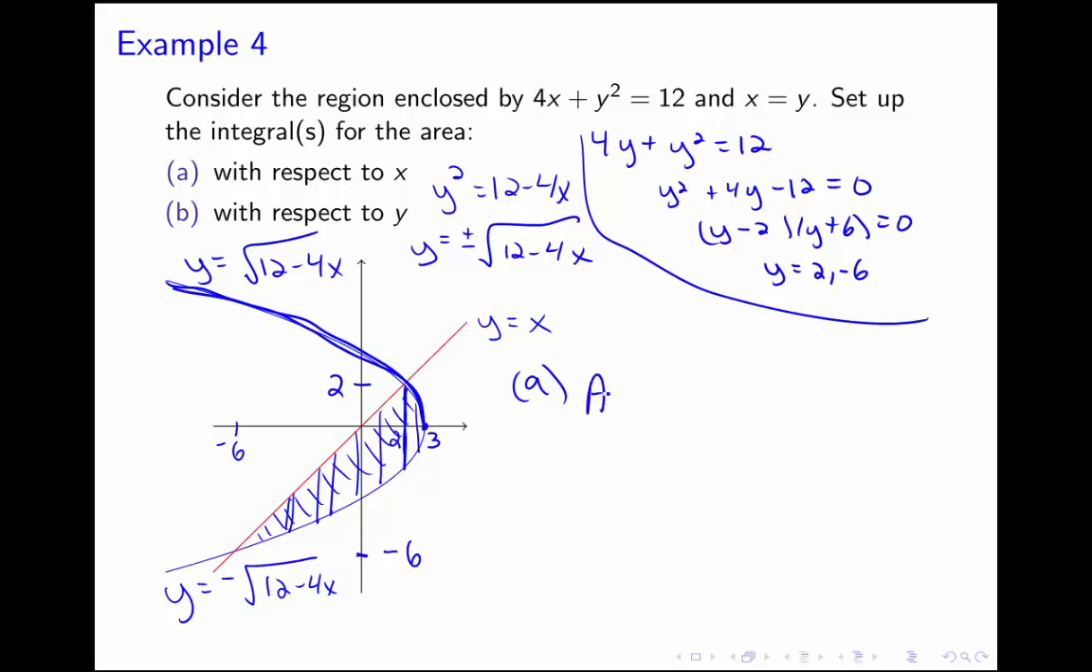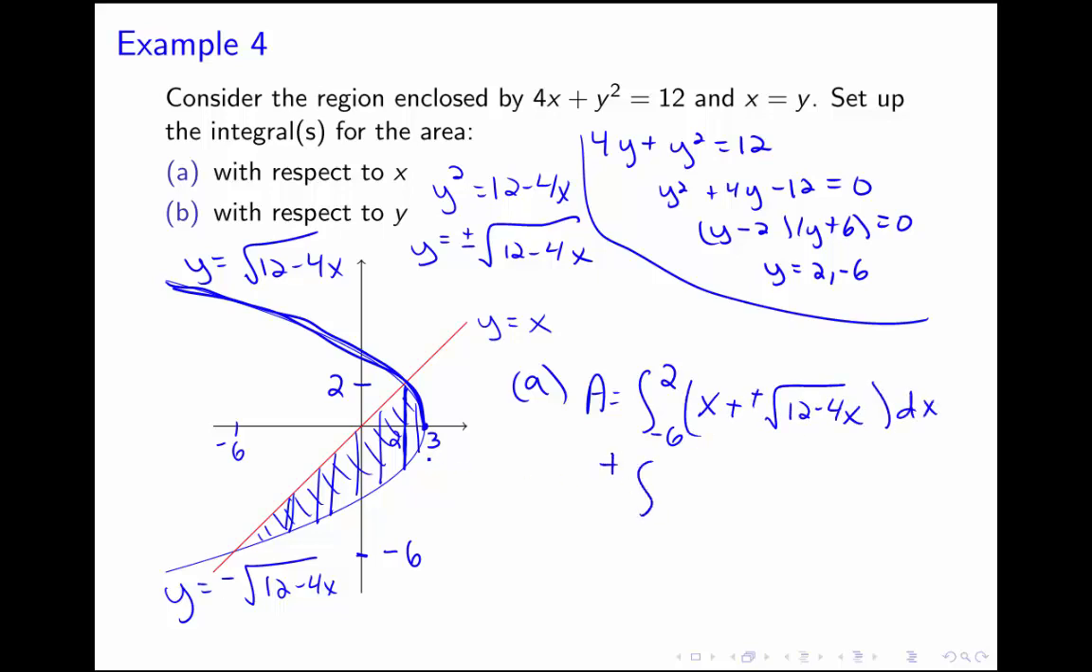So I'll have to look at this as a sum of two different integrals. So I'd have an integral from negative 6 to 2, where my top curve here would be x and the bottom curve here would be negative the square root of 12 minus 4x, plus that dx.